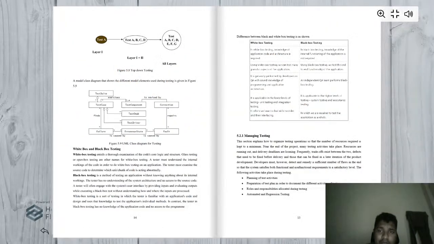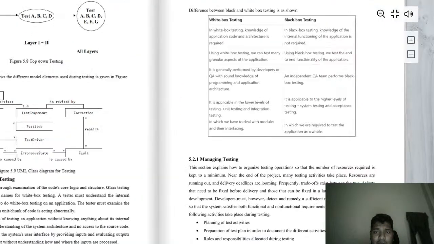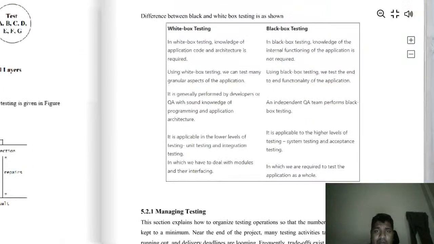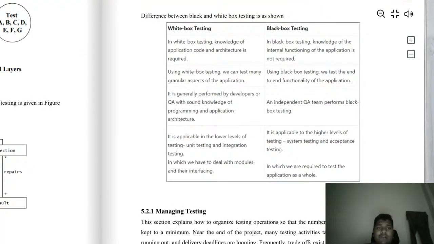This is the difference between white box and black box testing. You can take a photo of it. White box testing requires knowledge of the application code and internal functioning, so we can test many granular aspects of the application. In black box testing, we test the end functionality of our application.